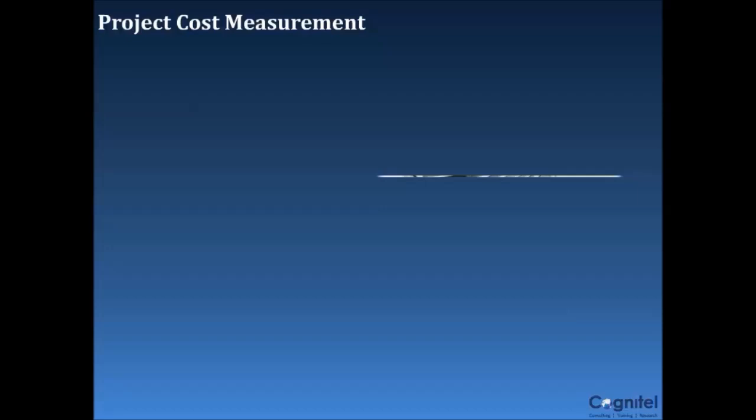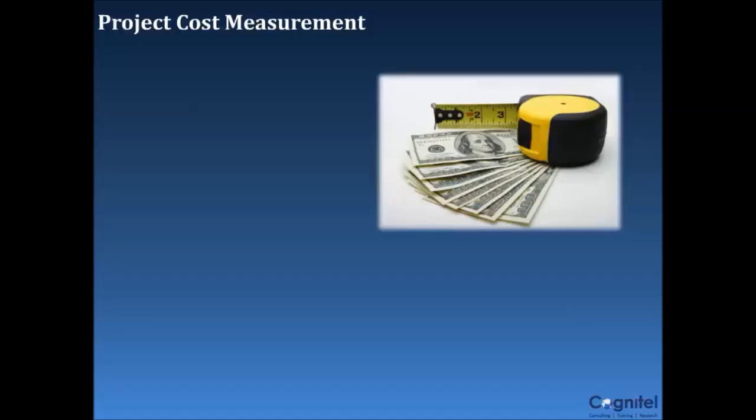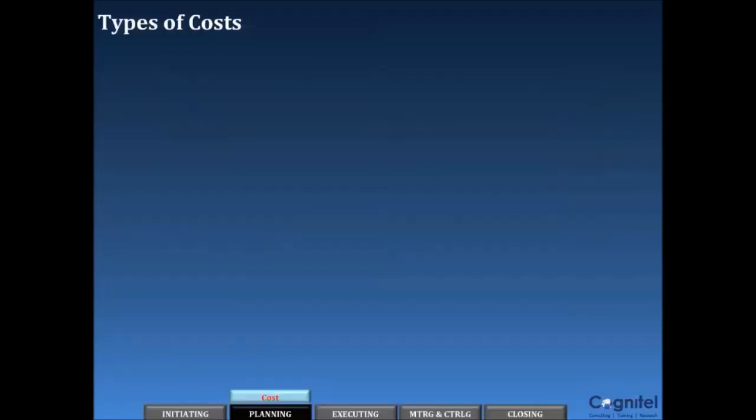Project cost management involves taking requirements from the stakeholder for managing costs. Different stakeholders will measure project costs in different ways and at different times. For example, for some items, the cost may be accrued to the project when the acquisition decision is taken, or when the order is placed, or when the item is delivered, or when the actual cost is incurred or recorded, for project accounting purposes.